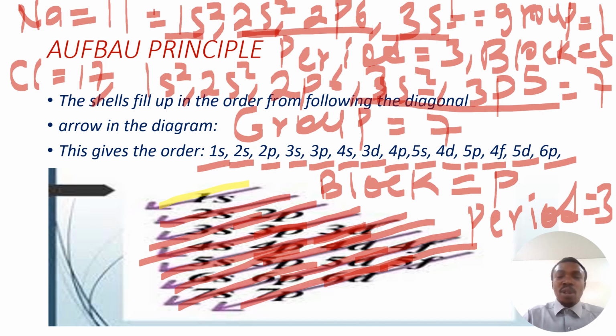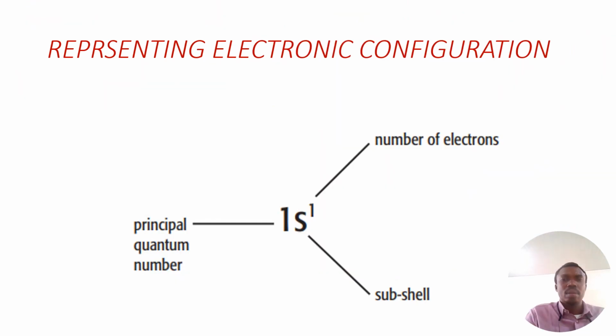So it's as simple as ABC. You have to follow the principle. You have to follow the order. You start filling from 1s to 2s to 2p to 3s. You must follow the order so you can get the accurate result.